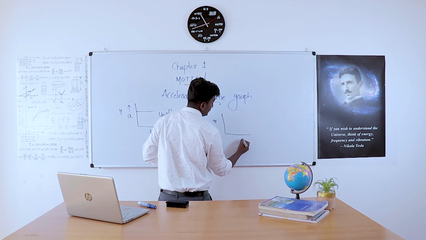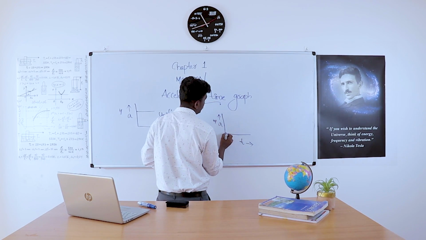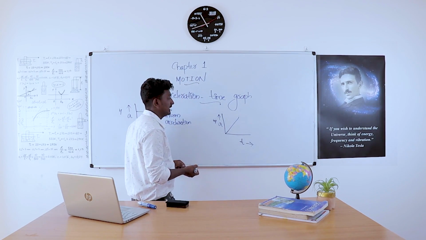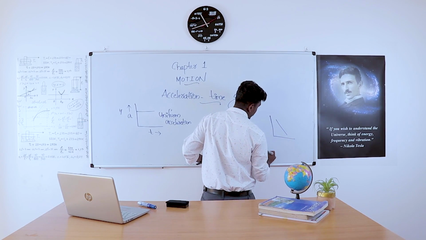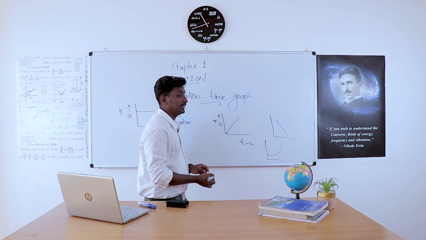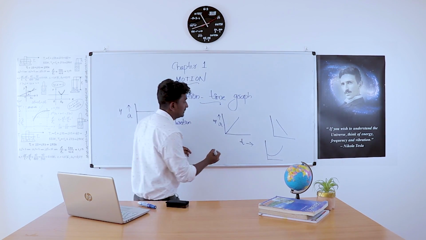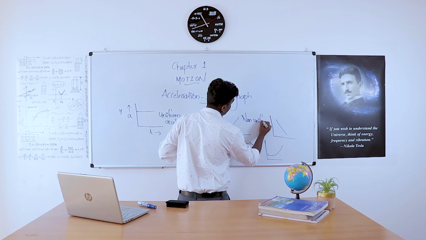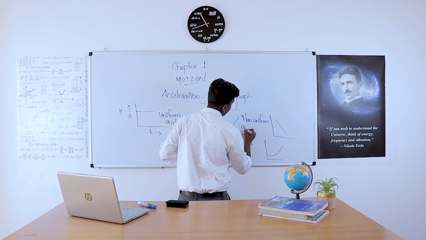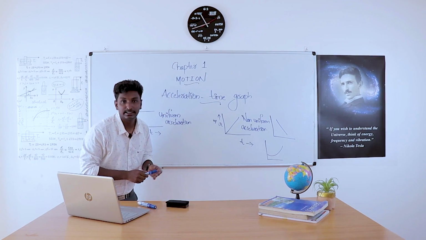I'm plotting a graph with time along the x-axis and acceleration along the y-axis. If we get it like this, or like this, or if we get a curve, anyway, a graph other than this type can be called non-uniform acceleration. That's the acceleration time graph.